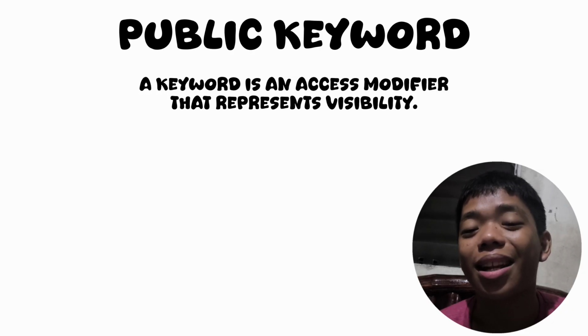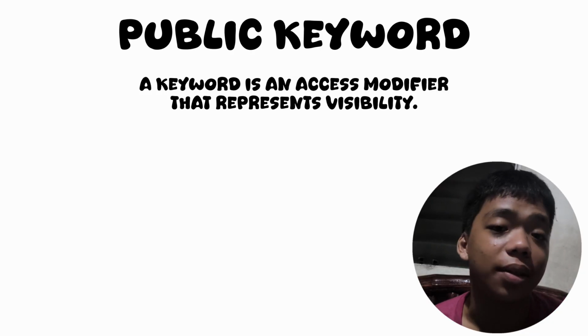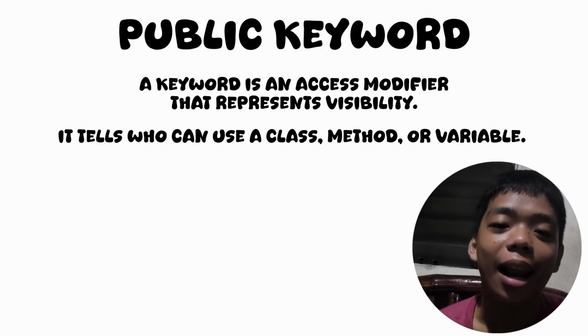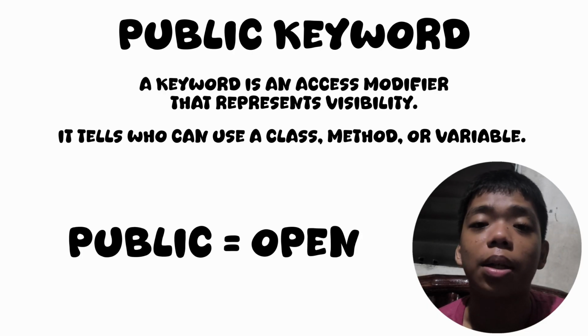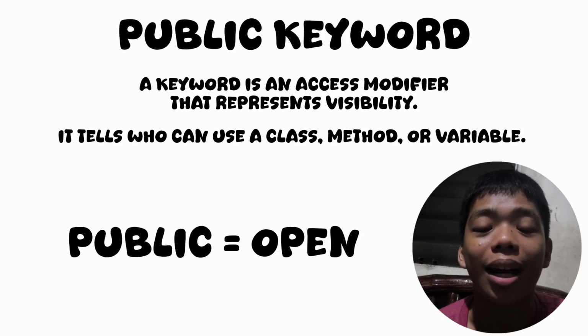Next, the public keyword is an access modifier that represents visibility. It tells who can use a class, method, or variable. If something is marked public, it means any code from anywhere can access it.